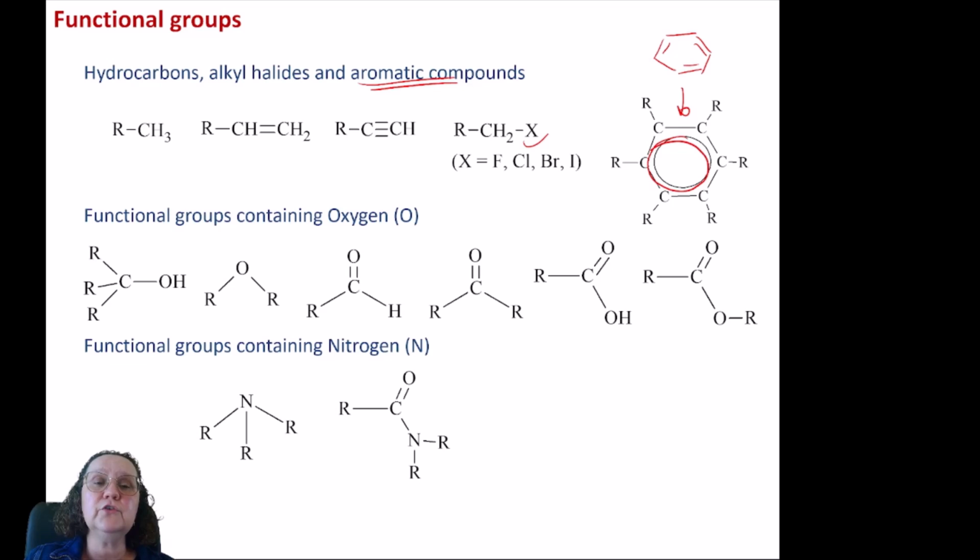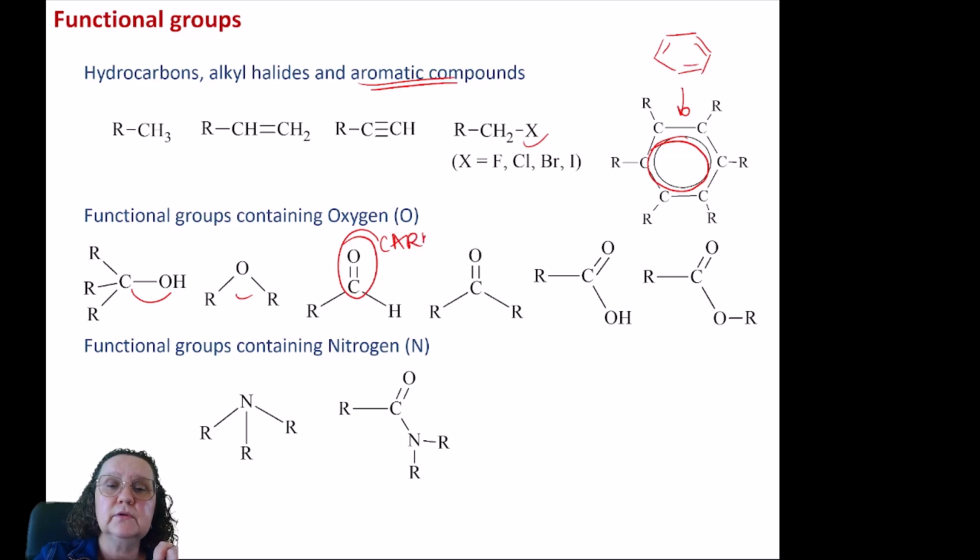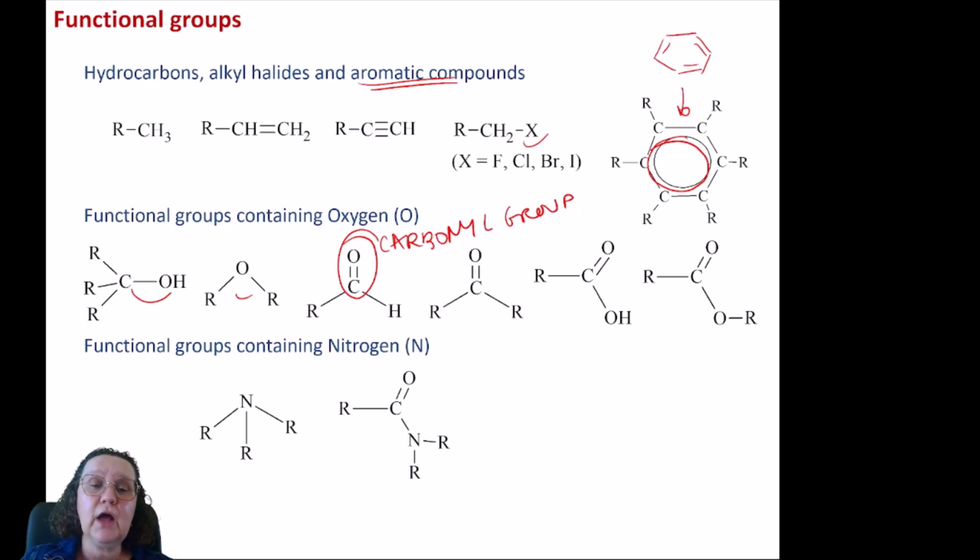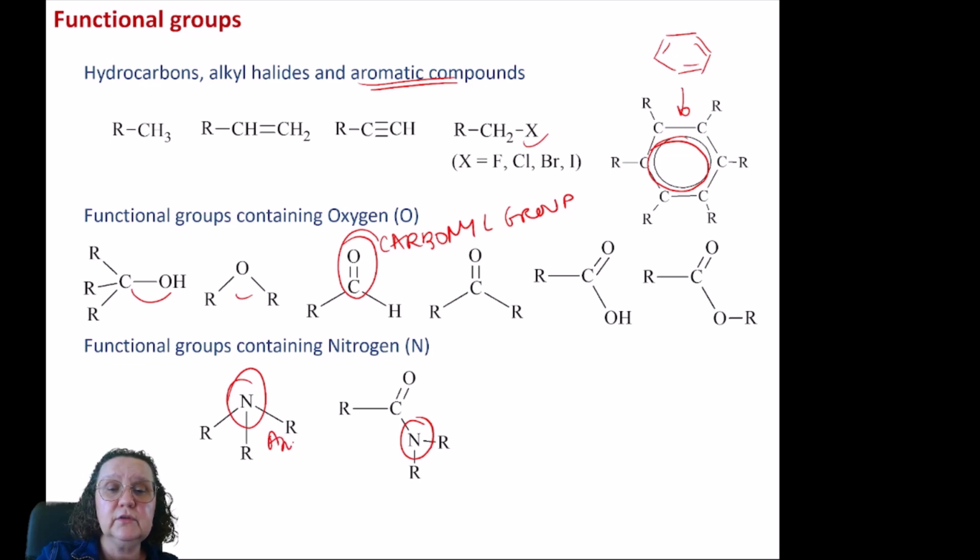We also have lots of functional groups containing oxygen, either with a single bond or with a double bond. We call that a carbonyl group. And finally, we also have functional groups that contain nitrogen and sometimes oxygen too. These are the most typical ones. These are called amines. And these are called amides.